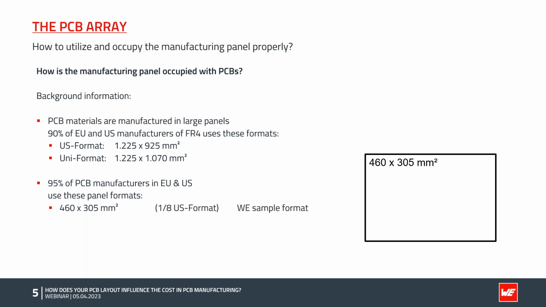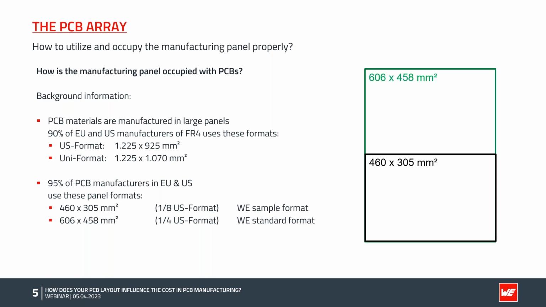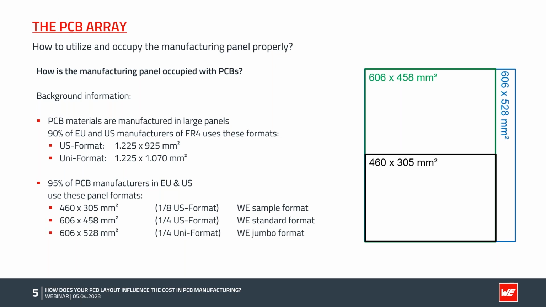So the prototype fab is using the US format divided by 8. This would be 460 by 305. Then we have the quarter US format, which is our standard format in our plants in Niedernhall and in Schopfheim. And then we have the jumbo format, which is a quarter of the uni format.